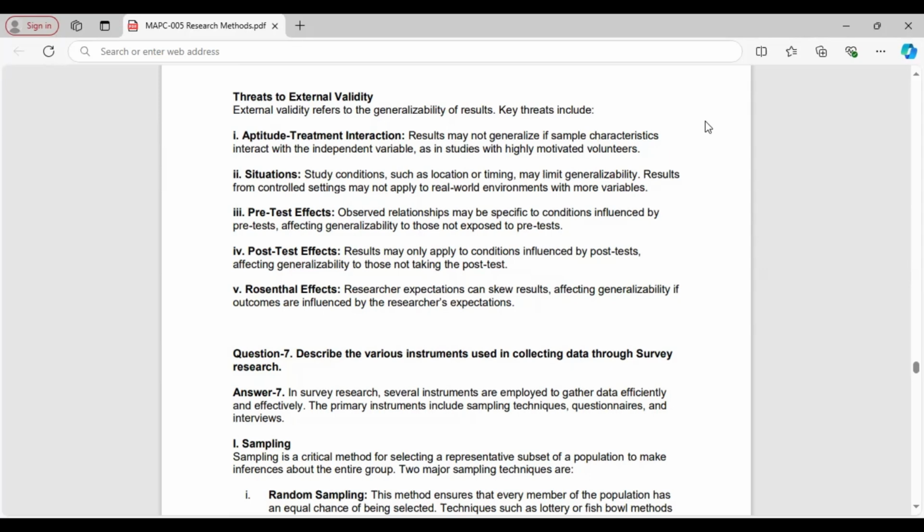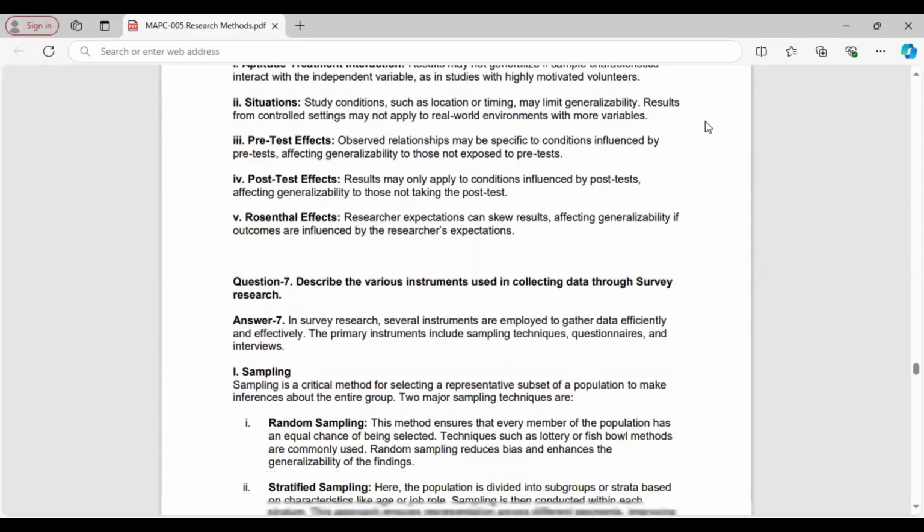Results may not generalize if sample characteristics interact with the independent variable. Situations, study conditions may limit generalizability. Results from control group settings may not apply to real world scenarios. Pre-test effects, relationships may be specific to pre-test conditions, thus affecting generalizability. Post-test effects, results may only apply to conditions influenced by post-test. Rosenthal effects, researcher expectations can skew results, thus affecting generalizability.